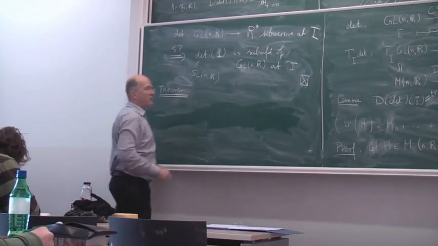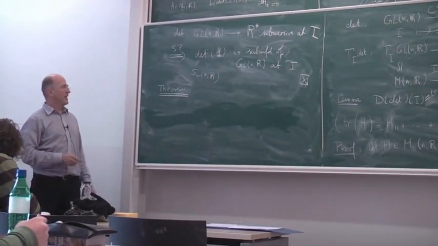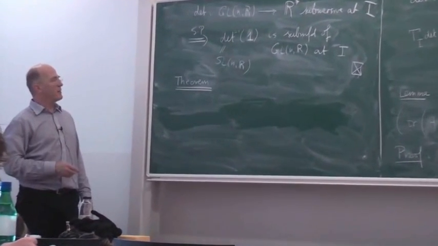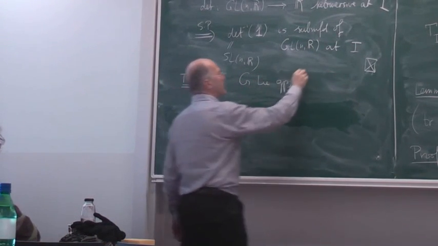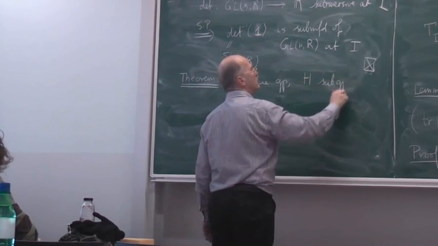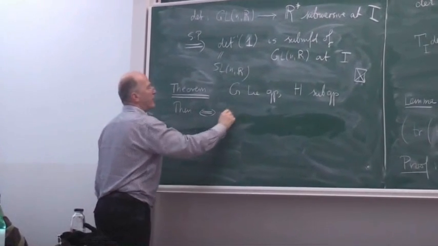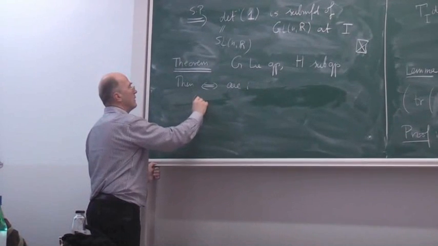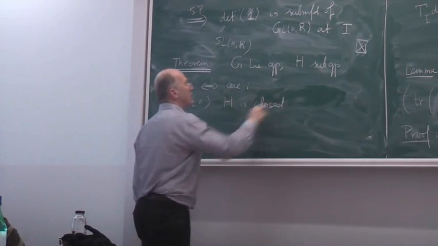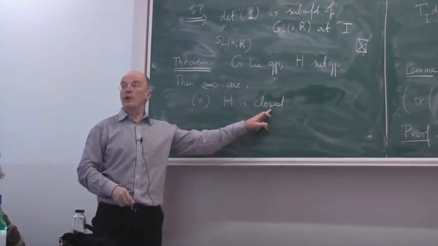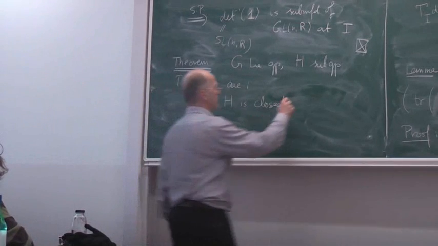This is a theorem that we really cannot prove yet, but we are going to prove this in the lectures to come. The theorem is as follows. Suppose that G is a Lie group and that H is a subgroup. Then the following statements are equivalent. A: H is closed. By closed, I mean closed in the sense of topology. So G is a manifold, so it has a topology, and H should be a closed subset.